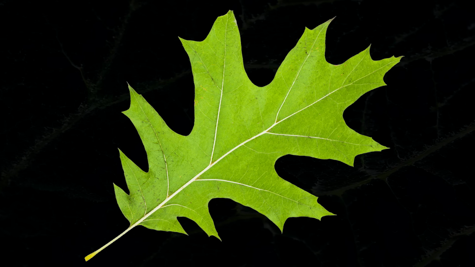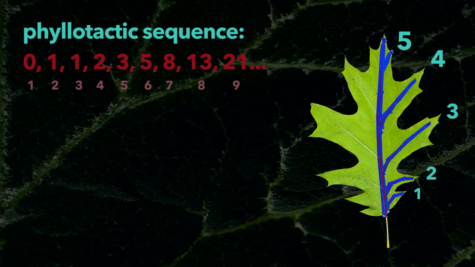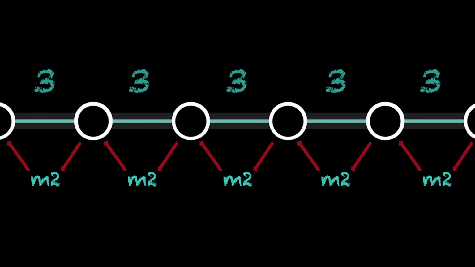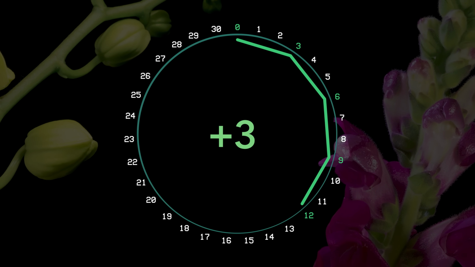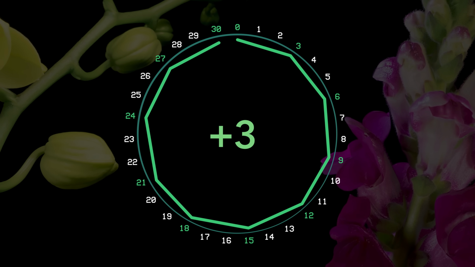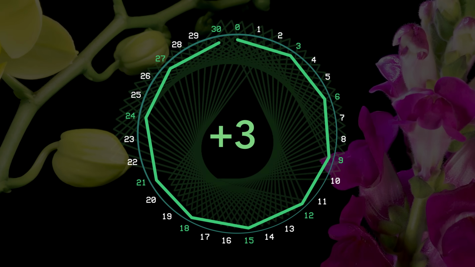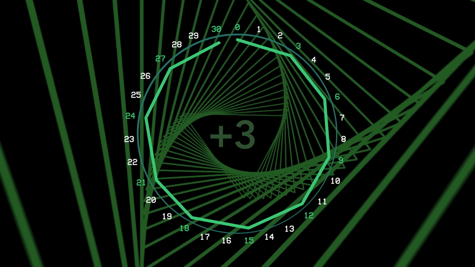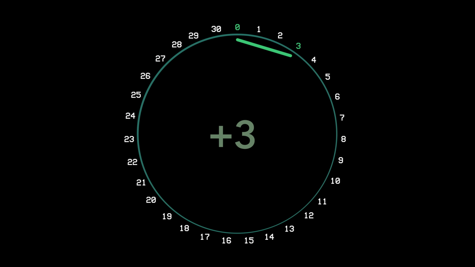This red oak leaf has 5 veins. The 5th number in our sequence is 3, so stacking 3 diesis or 1 minor second a bunch of times yields this scale. If we keep going beyond the octave with this same pattern, we'll find yet another familiar spiral. Let's take a listen.